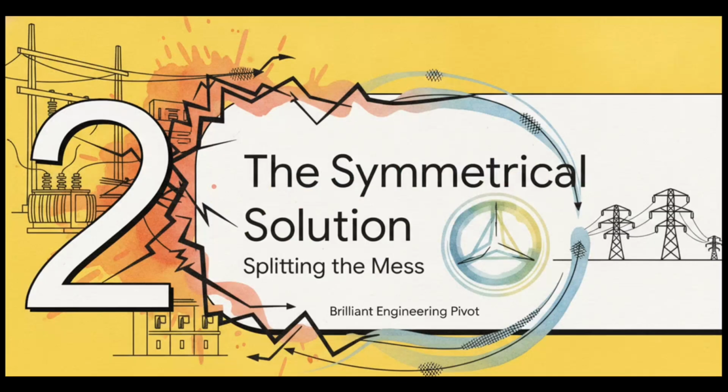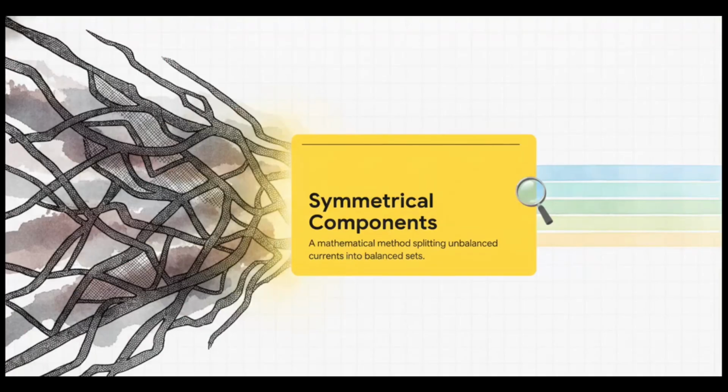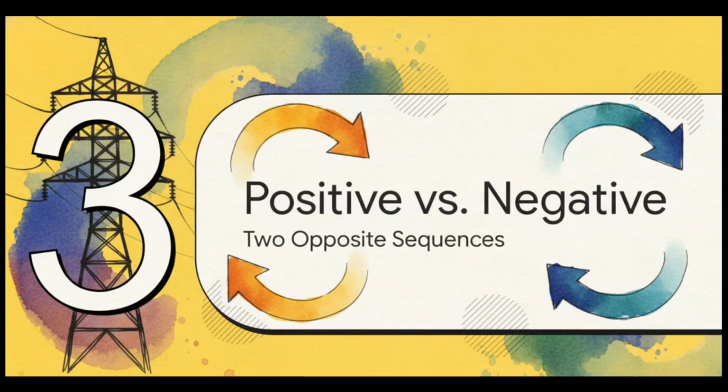And that brings us to Section 2, the symmetrical solution, splitting the mass through a brilliant engineering pivot. The source material highlights symmetrical components as the absolute hero of our story here. Invented over a century ago, it's basically a magical mathematical translator. It takes those messy, chaotic, unbalanced real-world currents and splits them into three distinct, perfectly balanced sets of virtual currents. It literally filters pure, dangerous noise into clean, actionable signals. So, what exactly are these virtual sets?